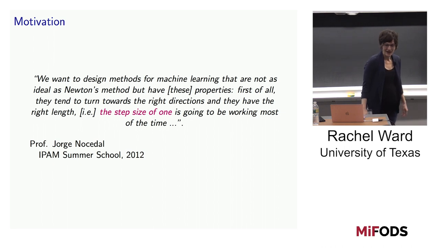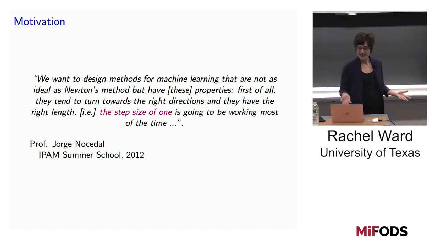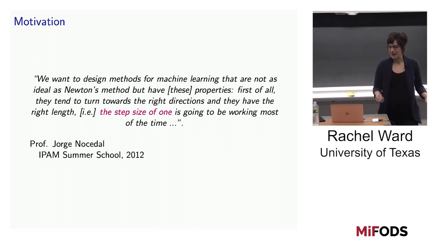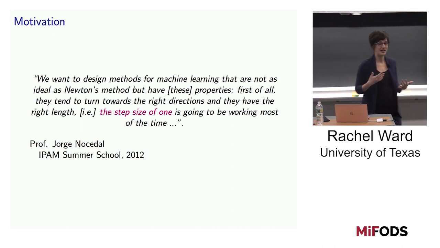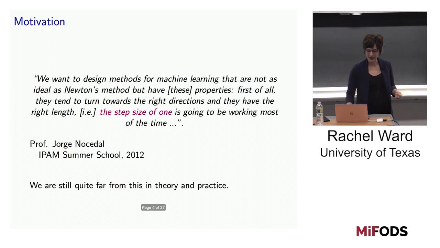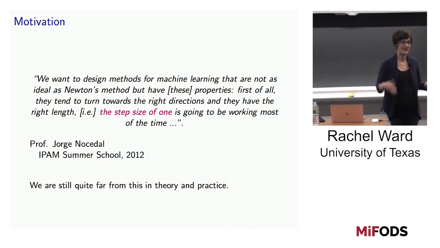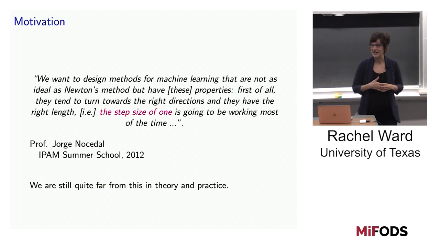So what is this talk about? I thought that Jorge Nocedal summed up a good motivation for thinking about these sorts of problems better than I could. I guess he said in 2012 that we want to design methods for machine learning that maybe aren't as ideal as Newton's method, but have certain properties. They turn towards the right directions, and they have the right length, i.e. the step size of one is going to be working most of the time. That's really nice. Right now, we're still quite far from this dream in theory and practice.